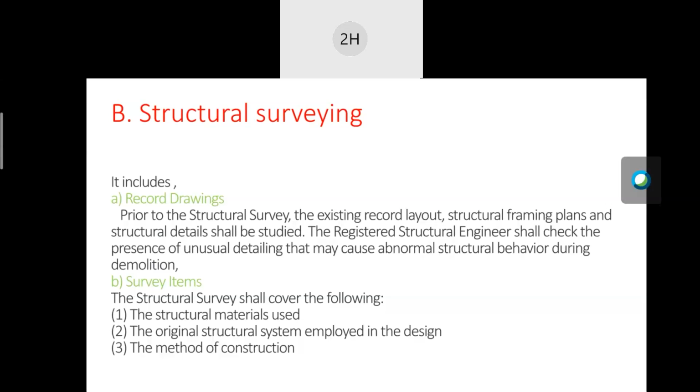B is the survey item. The structural survey shall cover the following: that is the structural material used, the original structural system employed in the design, and the method of construction. Next slide.